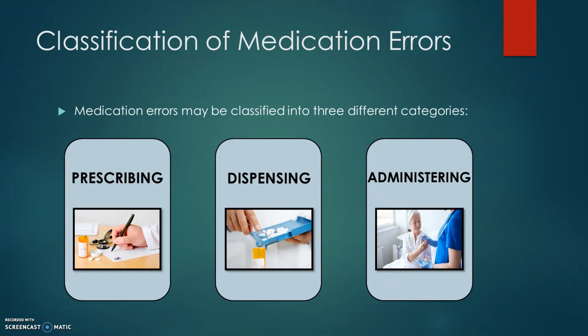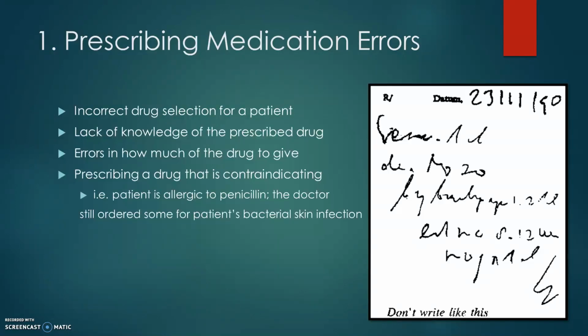I broke up med errors into 3 different parts: prescribing, dispensing, and administering med errors. Starting with prescribing, it's basically the incorrect drug selection for a patient. You don't have enough knowledge of the prescribed drug, or there are errors in how much of the drug to give, so decimal point errors, where you think that 0.5 milligrams is 5 milligrams or vice versa. Another is prescribing a drug that is contraindicated. For example, the patient is allergic to penicillin and the doctor still orders some anyway, and it's your job to catch that and say, hey doc, you can't give this to the patient because they're allergic to it.